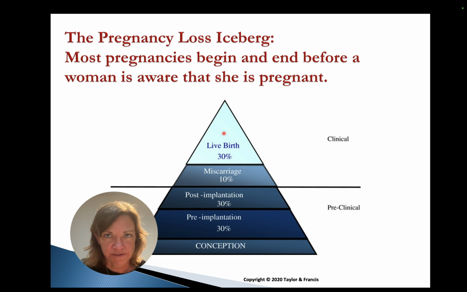30% end in a live birth, and about 10% of all fertilization events end in a clinical pregnancy loss or a miscarriage. And this is a pregnancy loss that mom is aware of. And these can be really emotionally difficult events for many women, and they're extremely common. So 10% of all fertilization events end in miscarriage. Chances are there's a woman you know who's had at least one miscarriage. We don't talk about this enough, but it's really common and can be very emotionally difficult and isolating for women.